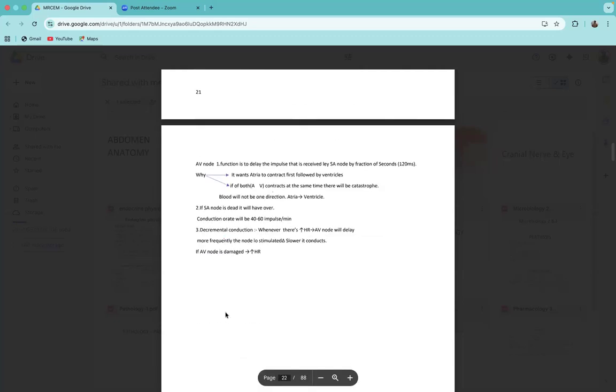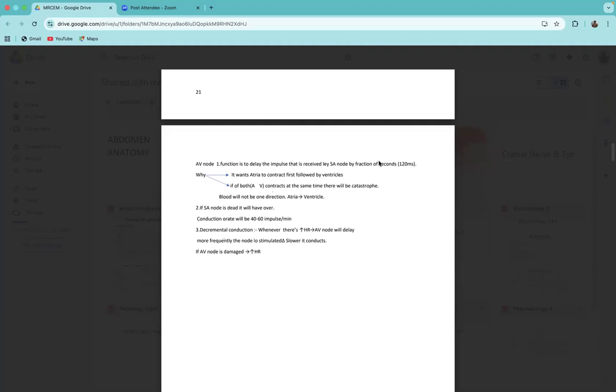The AV node has two functions, as we all know: the delay of the impulse that is received from the SA node, and a fraction of a second, basically 120 milliseconds, is the delay caused by the AV node. Why is there the delay? Because it wants the atria to contract before the ventricle, as we already have discussed.